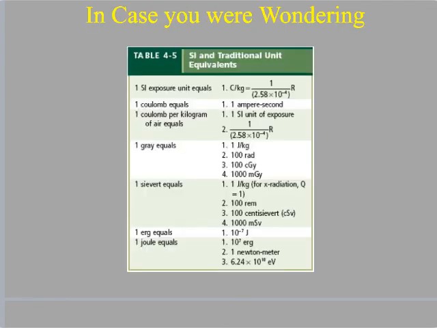So in case you're wondering, this is all the conversions. I've just put it all in one slide. It is helpful to remember that 1 gray equals 1 joule per kilogram, that coulombs per kilogram is a unit of exposure, and that sieverts can be converted into different stuff.